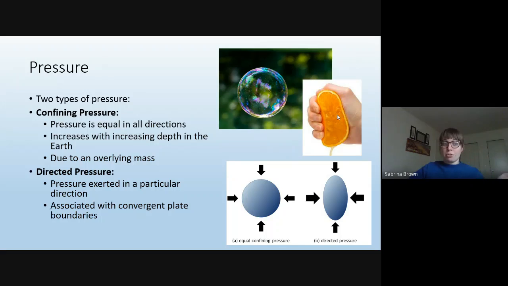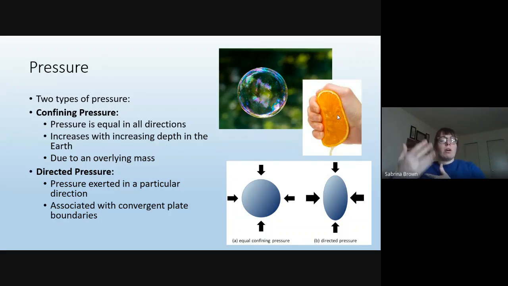The second type of pressure is called directed pressure. And this is pressure that is exerted in a particular direction, right? So the directed part of that comes from a push being in a particular direction. And so directed pressure on Earth is associated with two big pieces of our plates, two big pieces of the crust, running into each other at convergent plate boundaries. And we'll review plate boundaries next week when we talk about plate tectonics.